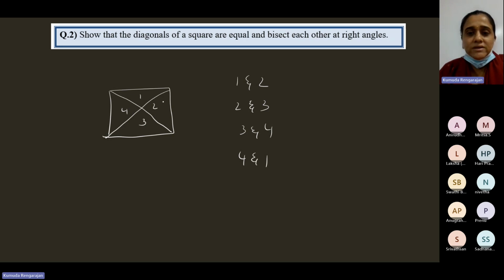Because to show that the diagonals meet at right angles, you'll have to prove that this is 90, or this or this or this is 90, right? So if you take up these two triangles and show that they're congruent and say that angle 1 is equal to angle 2, then you can get that result. Angle 1 plus angle 2 is 180 because it's a straight line, a linear pair.